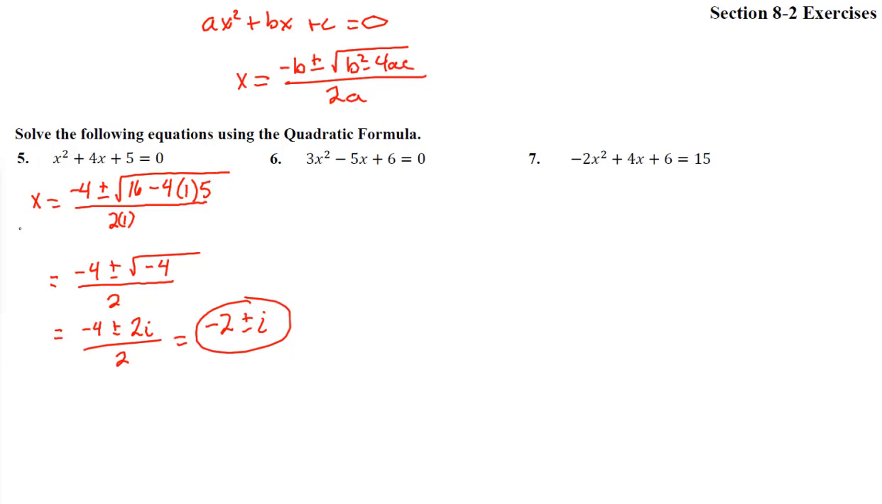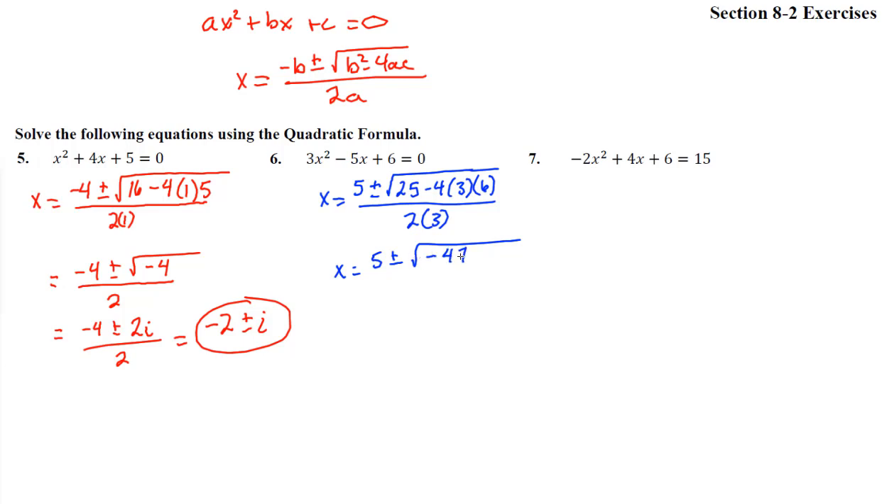Okay, good. Number 6. x equals negative 5. So that's a positive 5. Pay attention to that. That is not a negative 5. Negative b would be a negative 5 plus or minus the square root of b squared minus 4 times a times c, all over 2a. All right, let's simplify that down. See what we get. 5 plus or minus the square root of, let me see, 4 times 3 is 12 times 6 is 72. 25 minus 72 is a negative 47.